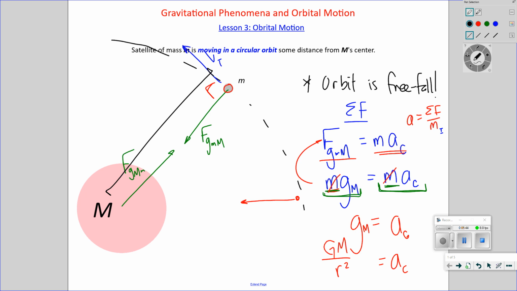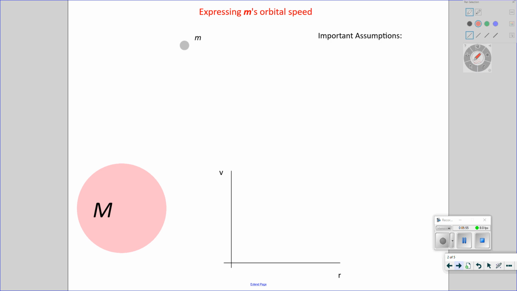Okay? But a pretty neat point here. Anything that is orbiting is in free fall. Just happens to be moving. Okay, now, a little more detail. Let's actually write an expression for this object's orbital speed.